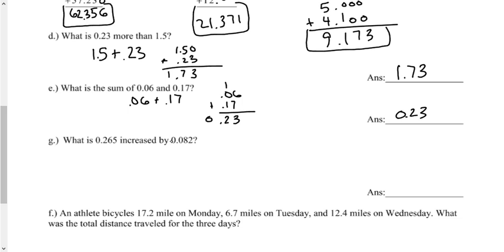This is increased by that much. So 0.265 is increased by 0.082. We'll just keep them in that order. 0.265, 0.082, and then we'll get 7. That's 14, carry the 1. And there. 0.347.